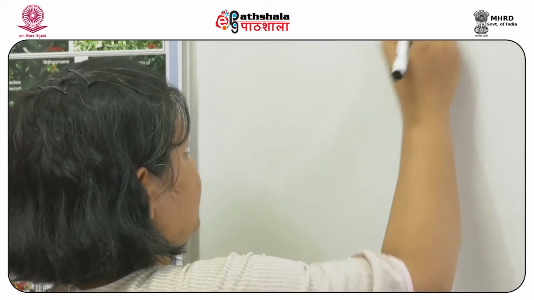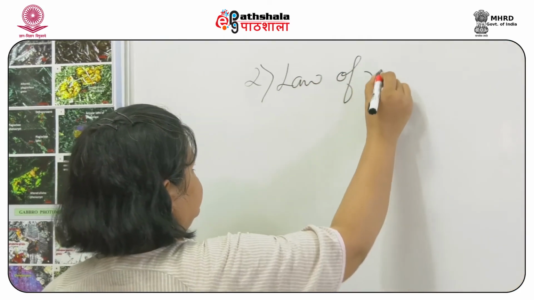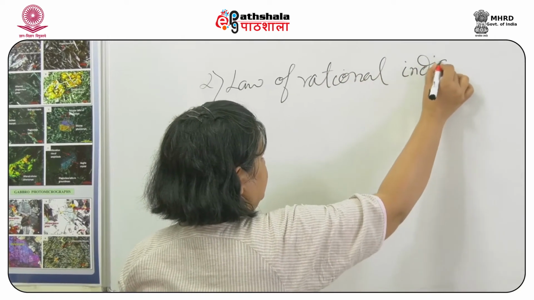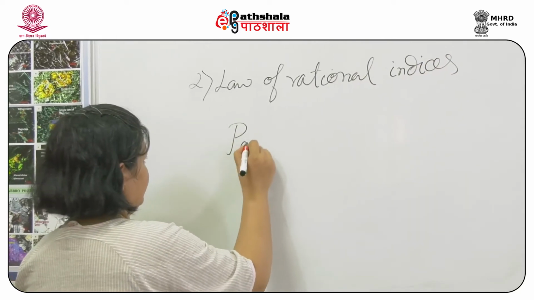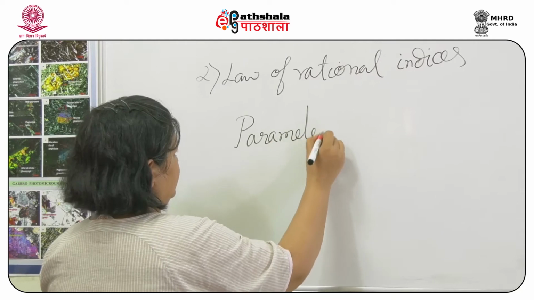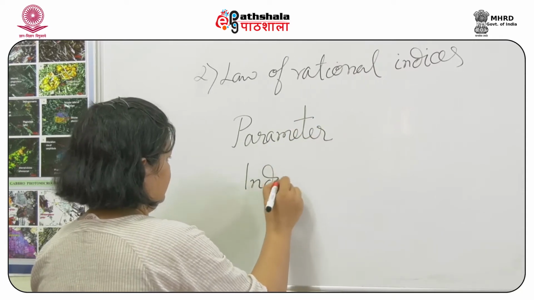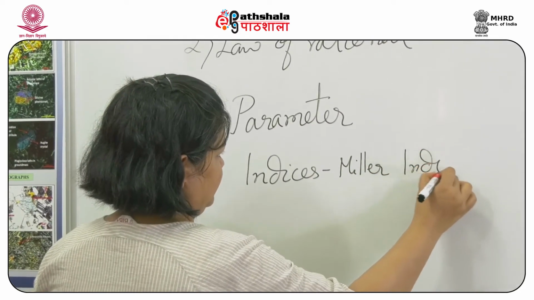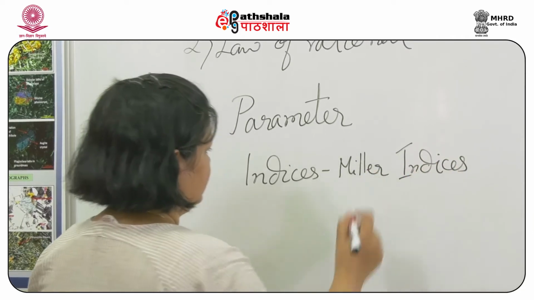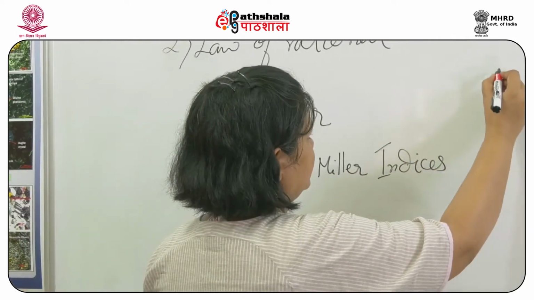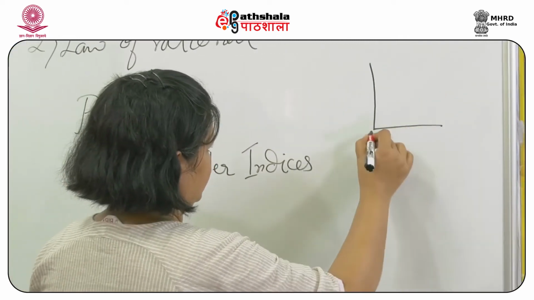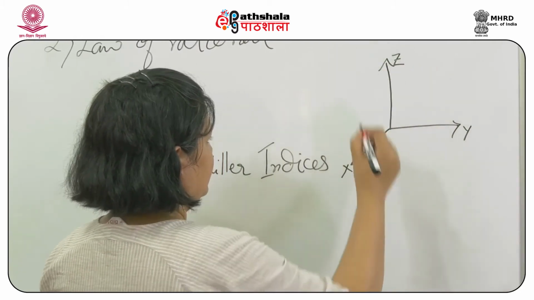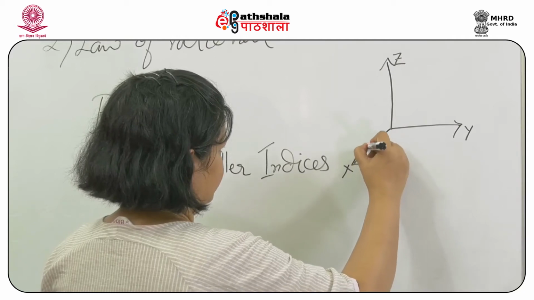Then we have the second law, which is the law of rational indices. Herein we have two concepts. One is the parameter and one is the indices, or commonly called Miller indices, after the scientist who found it out. So here we have, say for instance, three crystallographic axes, X, Y, and Z, and we have two crystal faces. For instance, the first one is this.